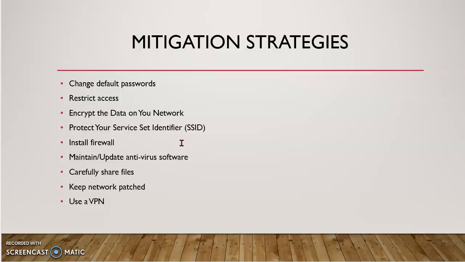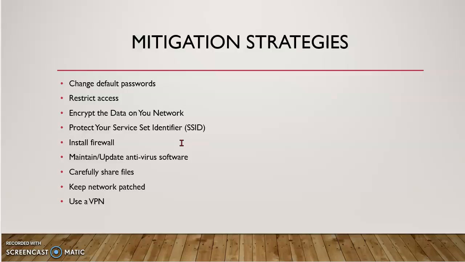Also, another good idea would be to protect your service set identifier. You can do this by changing the default name of your Wi-Fi and creating a unique and strong password. The longer, the stronger, I always say. And keep your software and applications and devices updated. That's always a must. Also, install a firewall. That's another security layer. You can also maintain and update your anti-software. Just as it says, you just do that and keep yourself sane and secure.